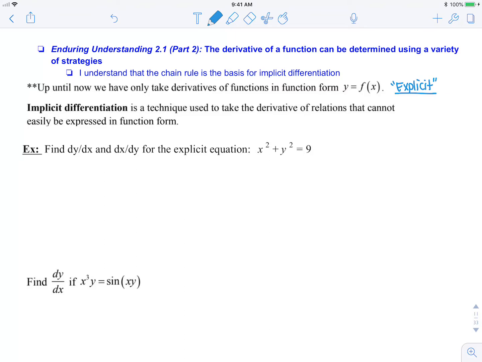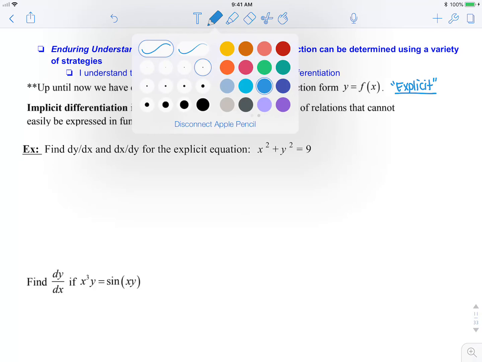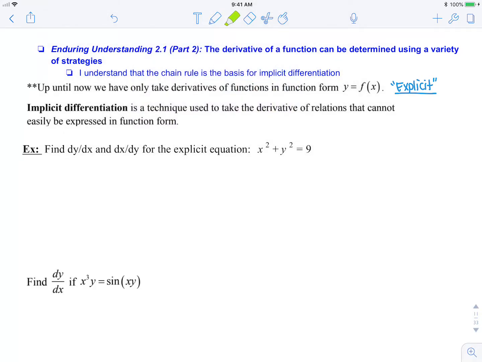In this example, we have a conic section, a circle with a radius of 3. And I want us to find both dy/dx and dx/dy. So notice whatever term is on the bottom is the variable we are taking the derivative with respect to. So first, using x squared plus y squared equals 9, the first one, dy/dx, wants us to take the derivative with respect to x.